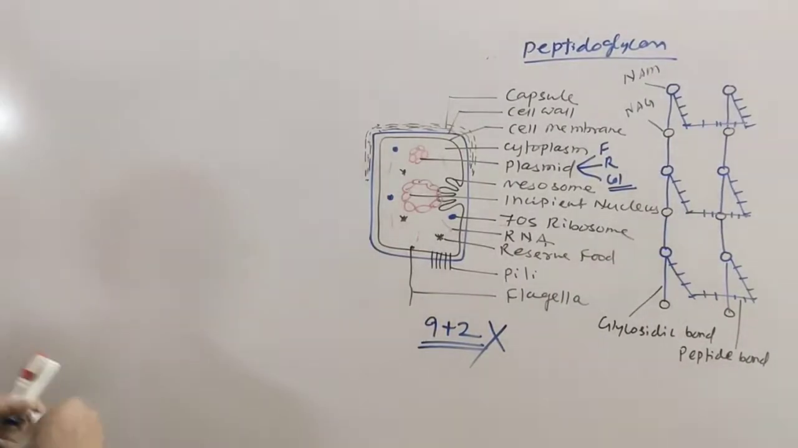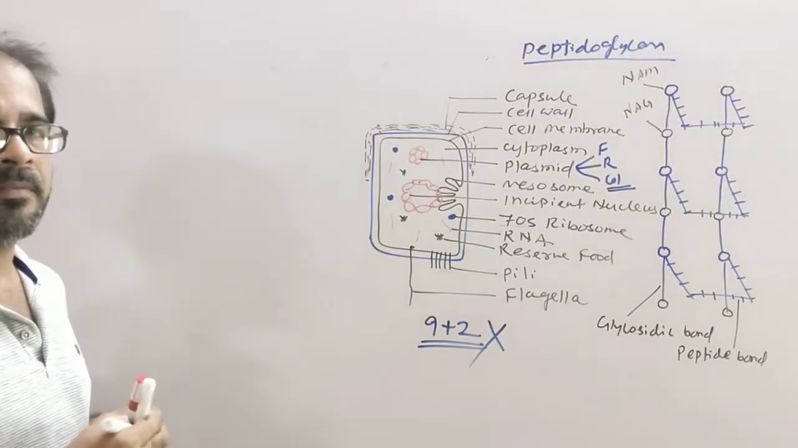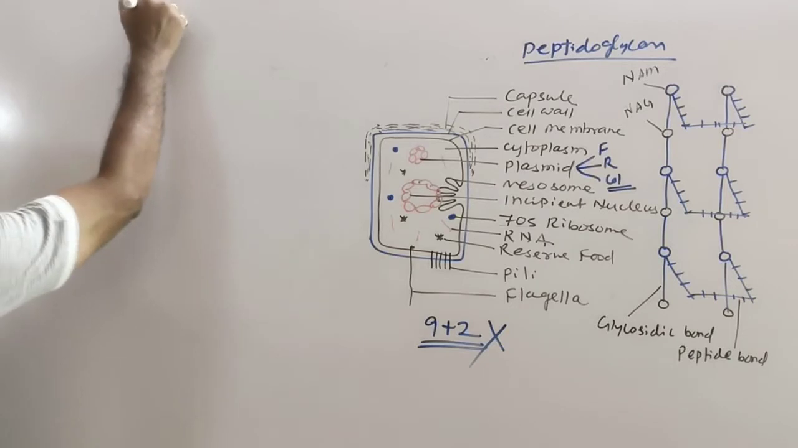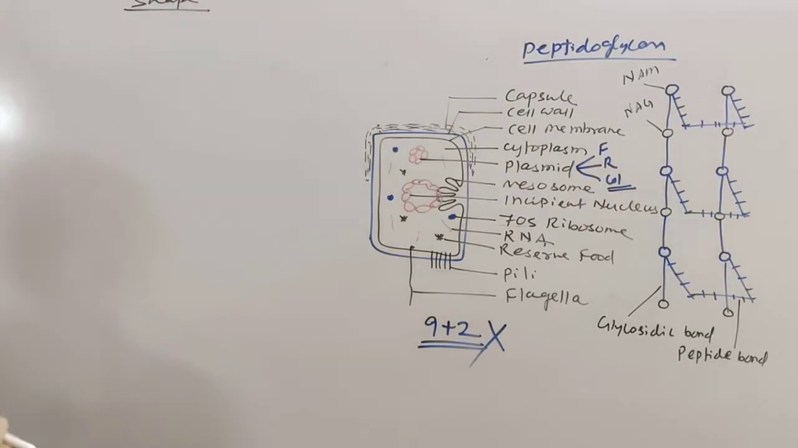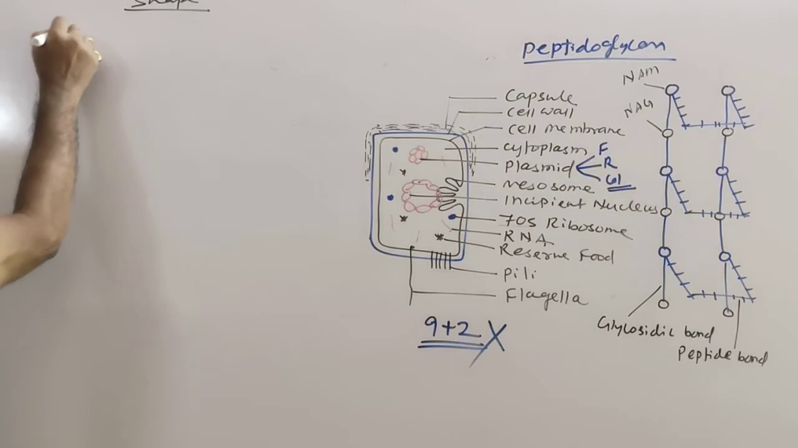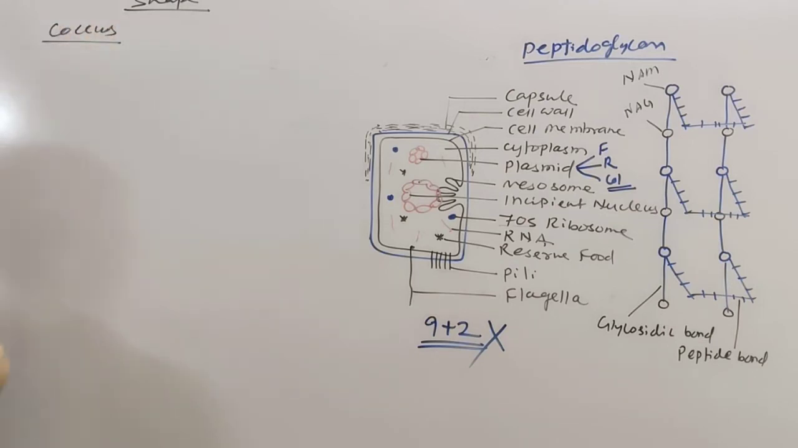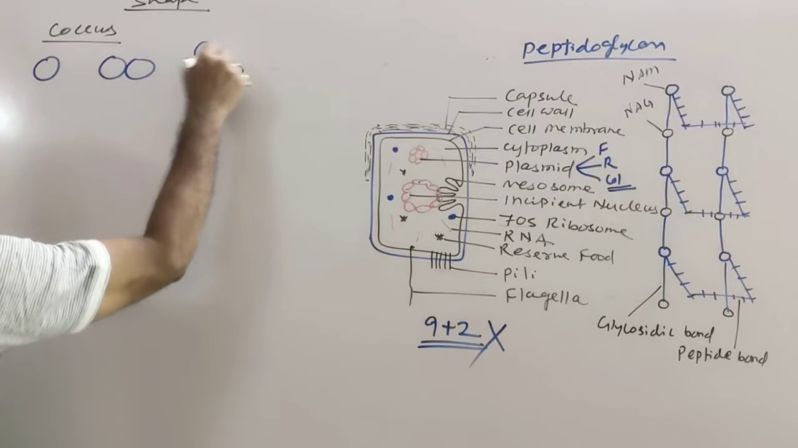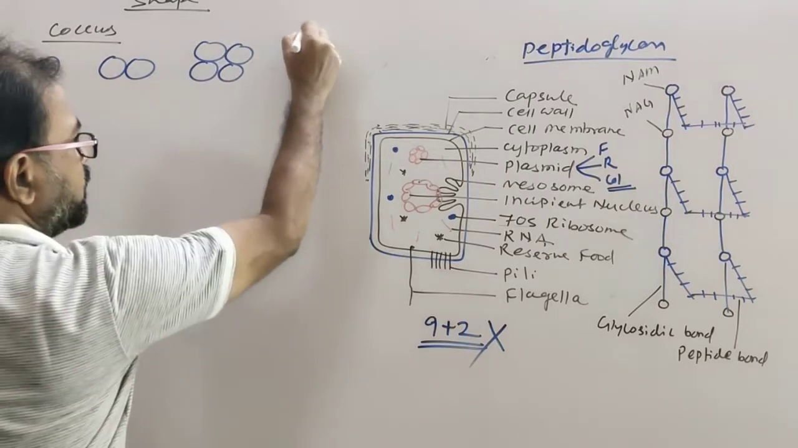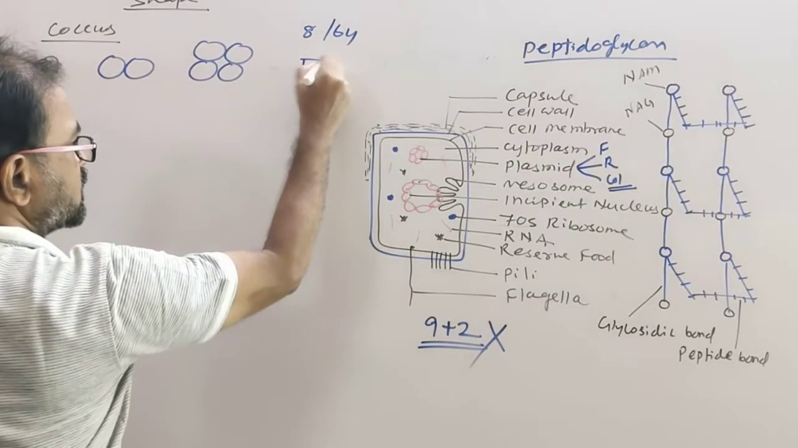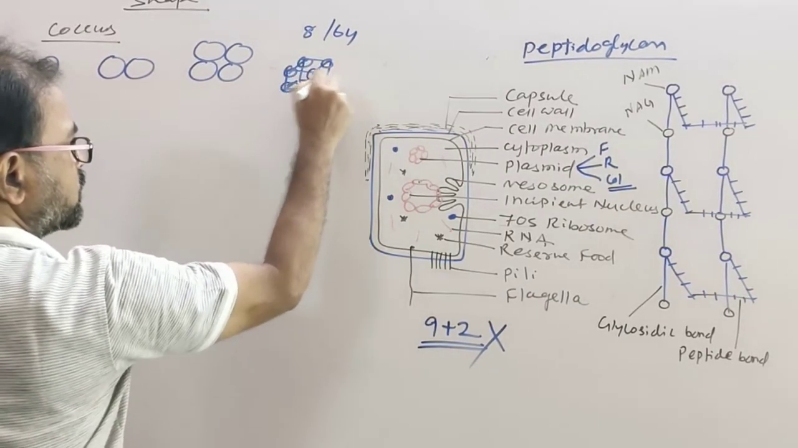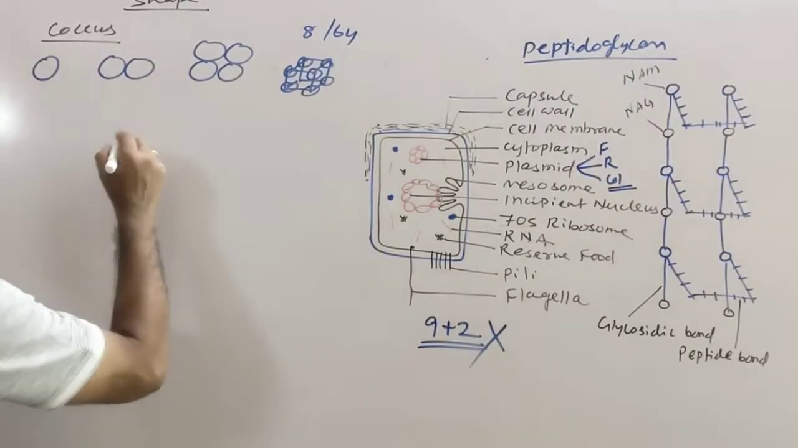Now we will discuss the different types of Monera, or bacterial cells. According to shape and size, the bacterial cells are of different types. Number 1, cocos. Cocos means spherical. Maybe 1 cell is present, maybe 2 cells, maybe 4 cells, maybe 8 or 64 cells present in a cubical manner, a 3-dimensional structure.